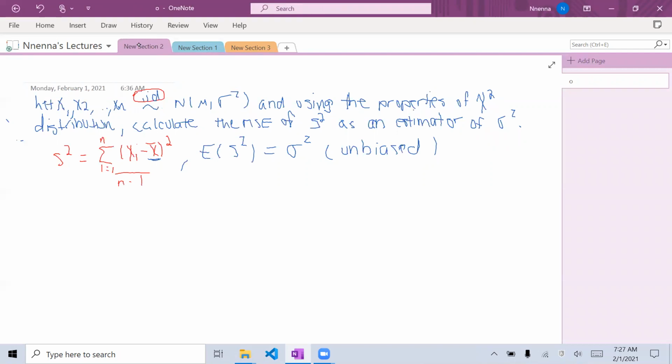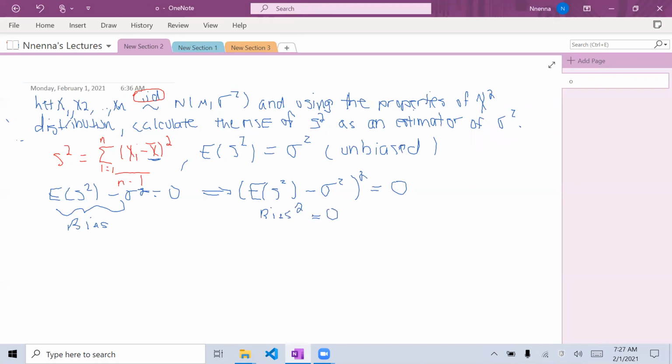So I know that the expected value of S squared is equal to sigma squared, which has to imply that the expected value of S squared minus sigma squared is equal to 0. This is obviously the bias. So what does that imply? It implies that the expected value of S squared minus sigma squared is equal to 0, so that at least gives us that the bias squared is 0.